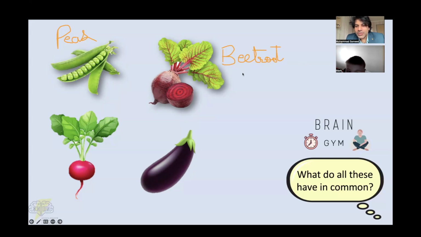Beetroot. Beet, root. Okay. Like this. And what is this? Radish. Reddish, reddish. Radish. And this?